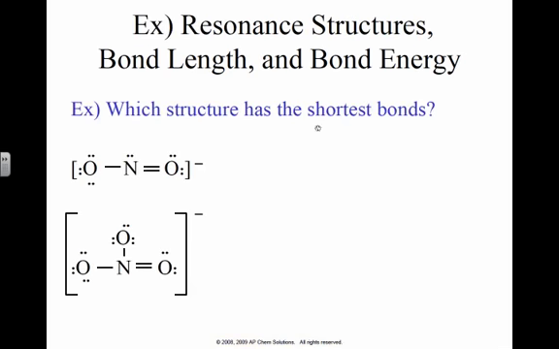Which structure has the shortest bonds? Well, this is going to have 2 resonating structures. I could put the double bond here or here, so its bond order would be 1.5. This one, I could put the double bond here or here, so its bond order would be 1.3. Therefore, this would have the longer bond because it's only 1/3 of the time that it's a double bond. This is 1/2 of the time that it's a double bond.